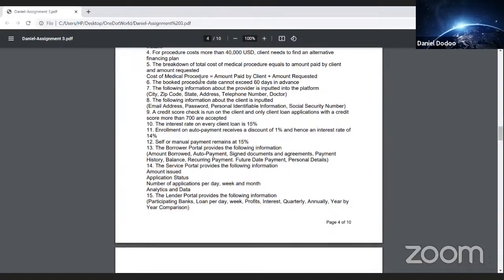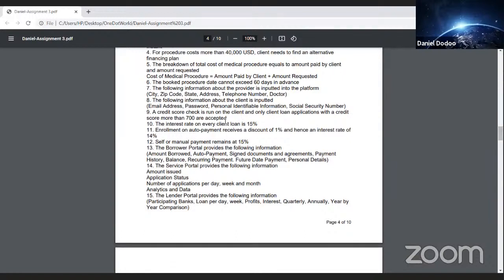And we go over the logic of our lending system. So a credit score is run on the client, and only client loan applications with a credit score more than 700 will be accepted. So this is the basic logic behind our loan decision system.